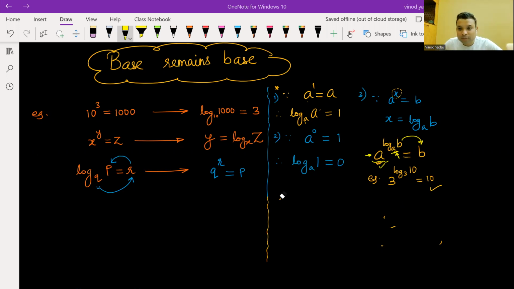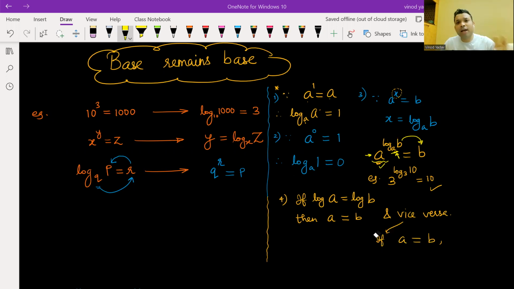Superb. Great. Fourth one, if you see this structure log a equal to log b, you can simply remove log. You can say that then a must be equal to b. This is called removing log, friends. And vice versa is also true. That is, if a is equal to b, you can take a log on both sides. Don't say multiplying by log on both sides. That is wrong. Taking log on both sides, applying log on both sides is the correct terminology.